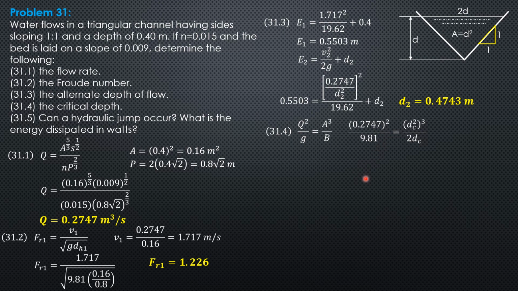So you can easily compute using your calculator. So critical depth is 0.4339 meter.